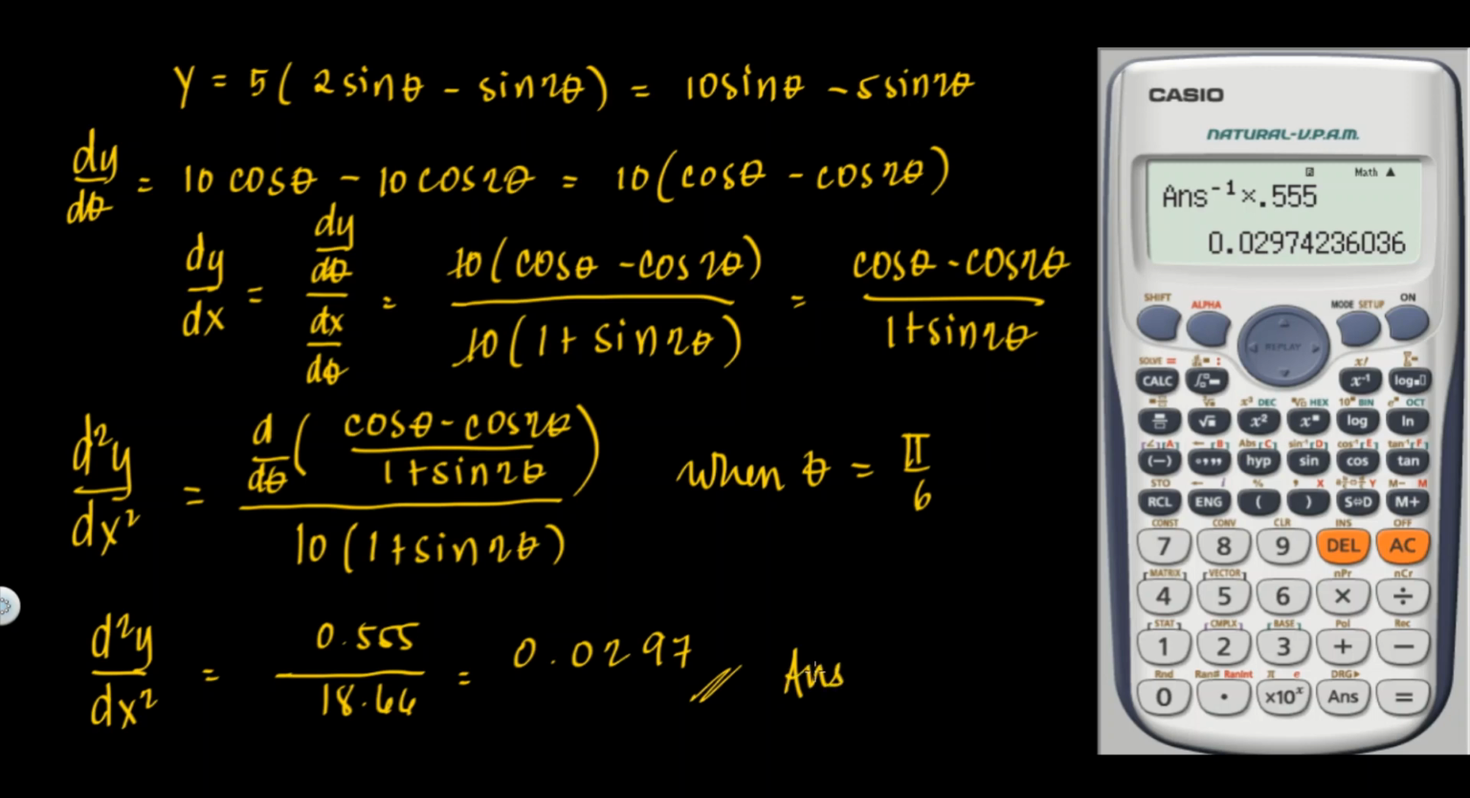Shortcut. Pero again, kapag hindi nilagay itong when theta is pi over 6, kailangan mo talaga itong i-differentiate. Sa board exam, nilalagay din itong condition pang-evaluate natin. Pero sa mga classrooms, siyempre hindi nilagay itong theta is pi over 6 o kung ano man ang value, kailangan mo siyang gamitan ng derivative. Quotient ito, so v du minus u dv over v square, then over 10 times quantity 1 plus sine 2 theta. Pwede mo itong gawin after this video, if you will arrive at the same answer.